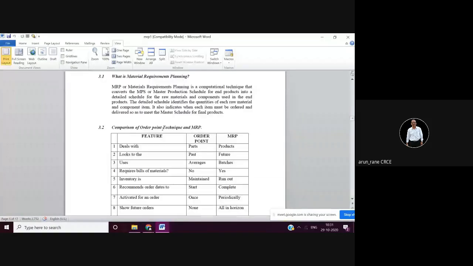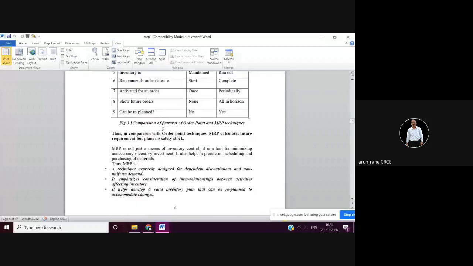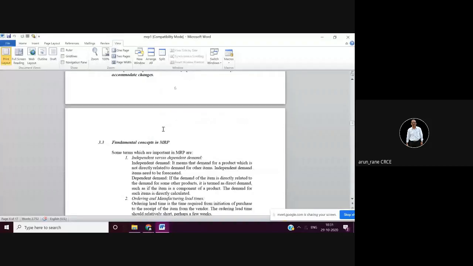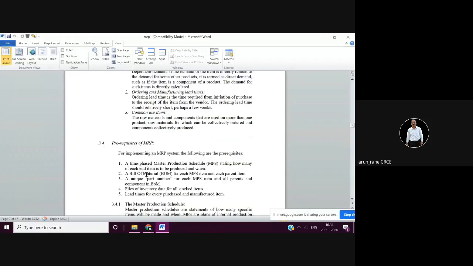So this is just a word file of the presentation. And both the presentation as well as the word file have been uploaded in the classroom. These are fundamental concepts in MRP. So this running text will be helpful for you to write the answers. What are the prerequisites of MRP?